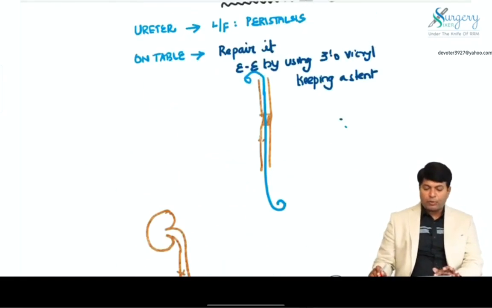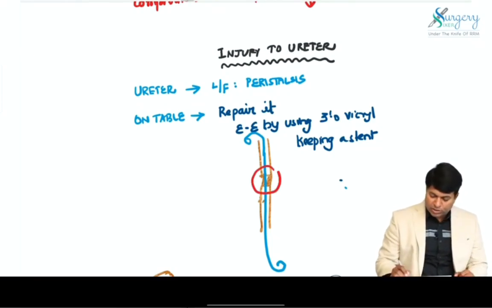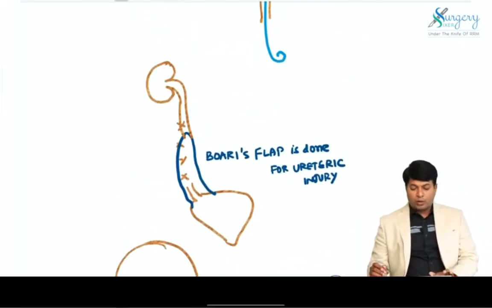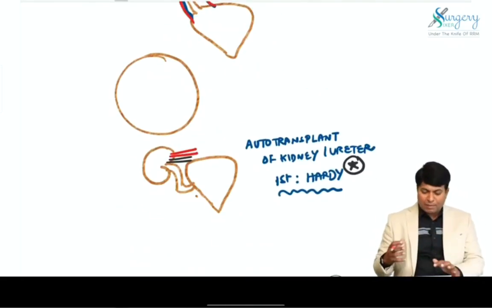So what is the treatment of ureteric injury? Please prevent ureteric injury by looking for peristalsis. If identified during surgery, please do an end-to-end suture by using 3-0 Vicryl, or do a Boari flap operation if it is not accessible, or do an auto-transplant of kidney and ureter from loin to pelvis. So these are the multiple options to manage ureteric injury.